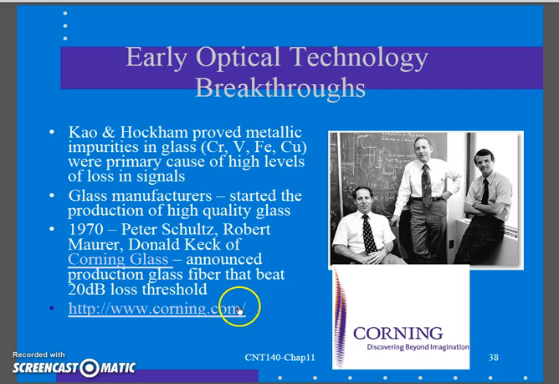And this came from Corning Glass, as in Corning Glass up in New York State, about 3 hours north of Harrisburg. They started figuring out a way to produce high-quality glass to beat this 20 decibel loss threshold, and they used a very unique method of doing it. I have a video later in our presentation.